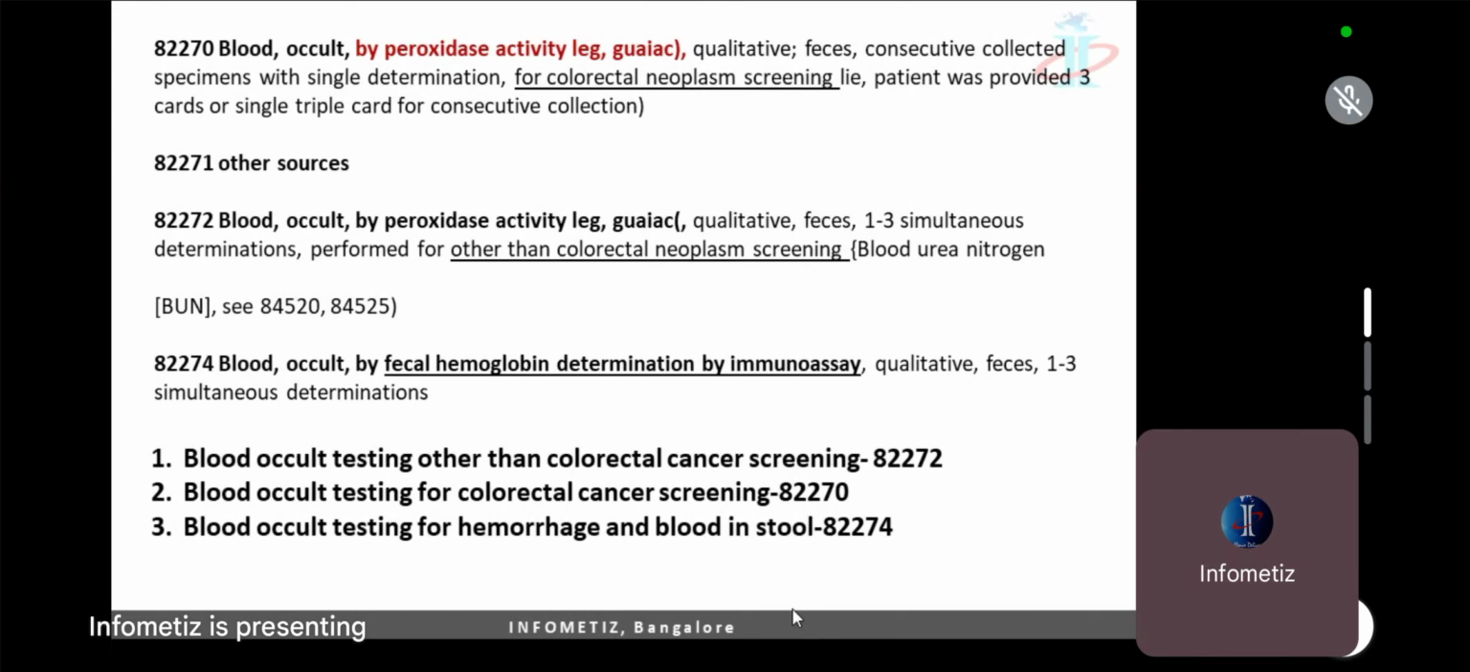Done? 82271 is not from the feces. It's blood occult by peroxidase activity, qualitative, other sources. That's all. Not for colorectal, other than colorectal, nothing. If you read 82271, it says only blood occult by peroxidase activity, qualitative, other sources. That's all. So you need to remember 70 and 72. There is only two confusion.